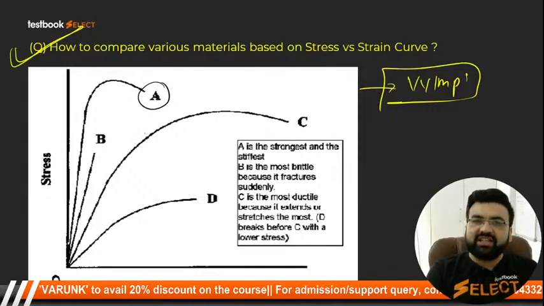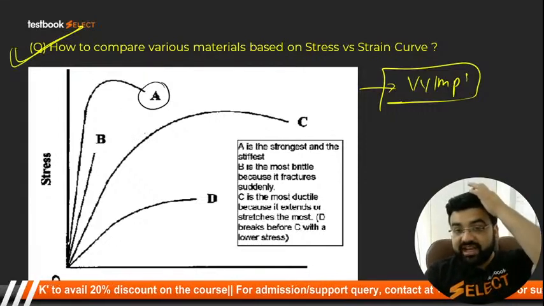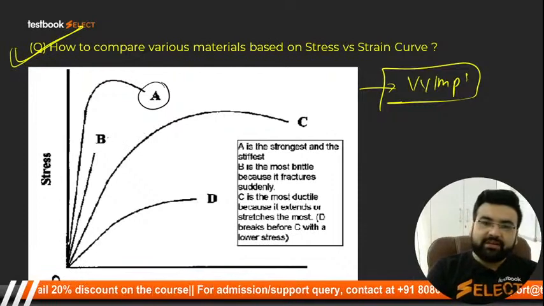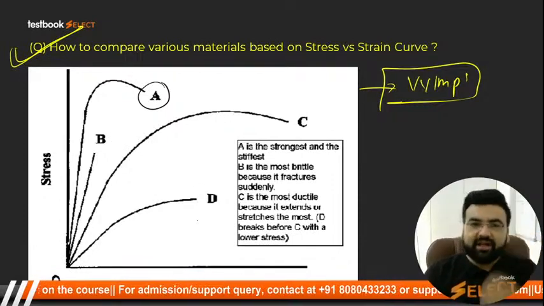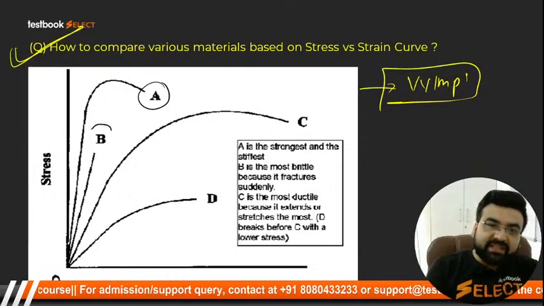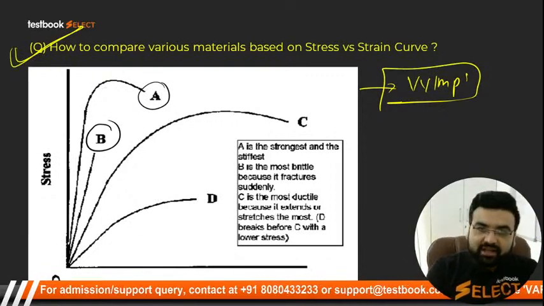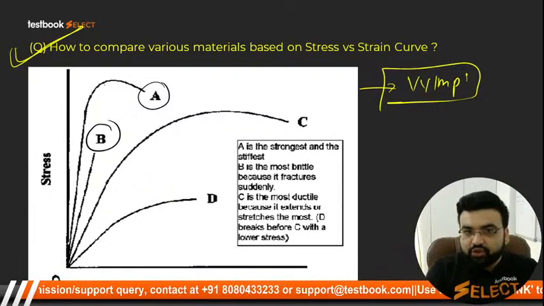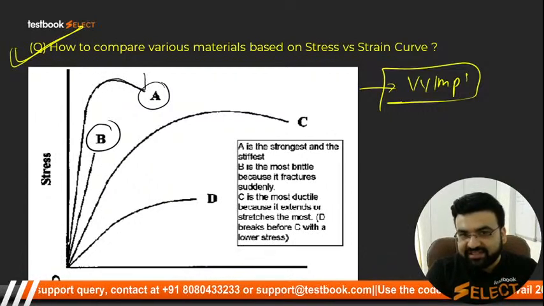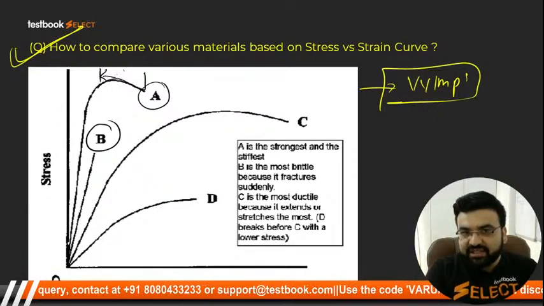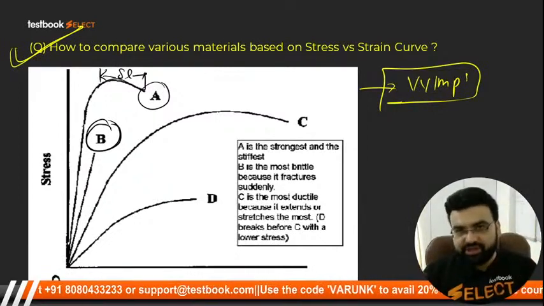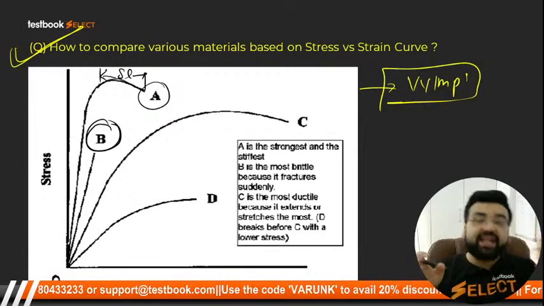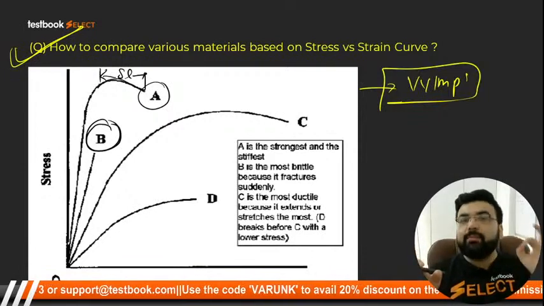A is the strongest, it is the stiffest, and very ductile. Clear? Then it is highly brittle, right? Now students, B is the most brittle. Why? Because here, before failing, it was showing a little bit of elasticity. See here, this much is the total deformation, but B is not showing any deformation. B is just breaking at once, and hence B is the most brittle.